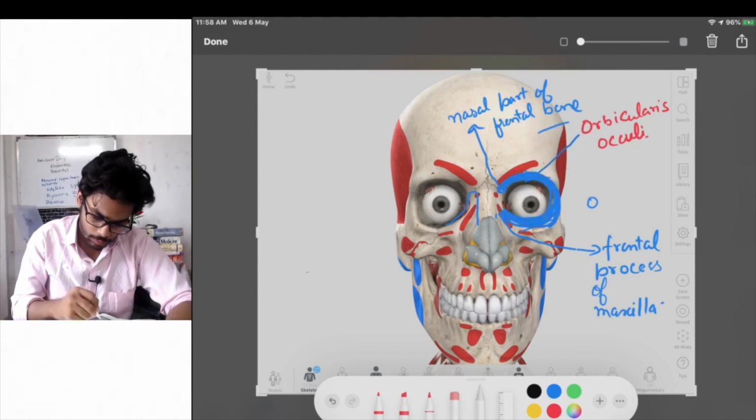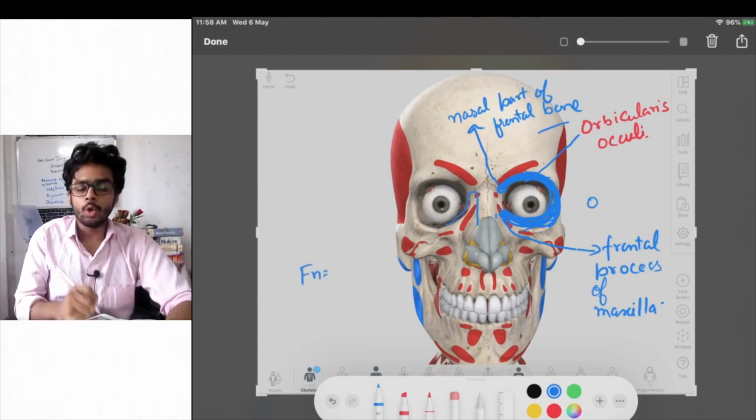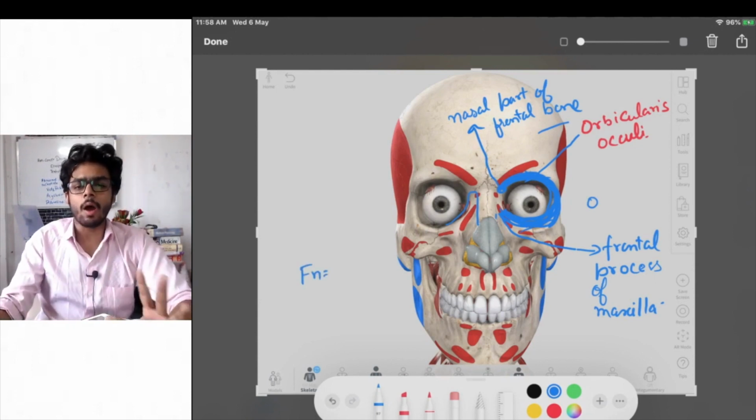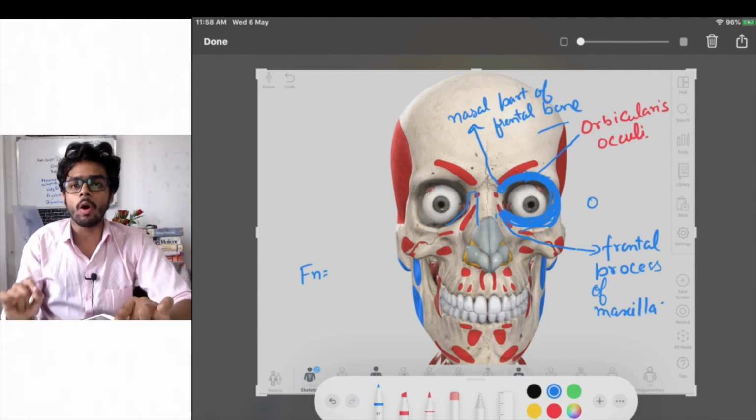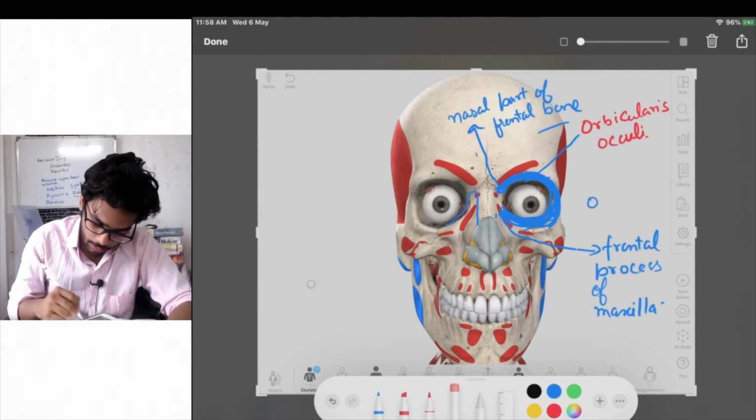The function of this orbicularis oculi is that it surrounds the orbit, the upper and lower eyelid, so it helps in the movement of the eyelid also. Okay, so these were the points of origin. Now the point of insertion.